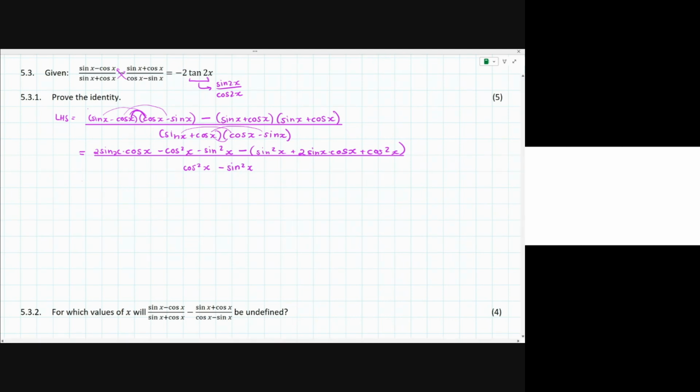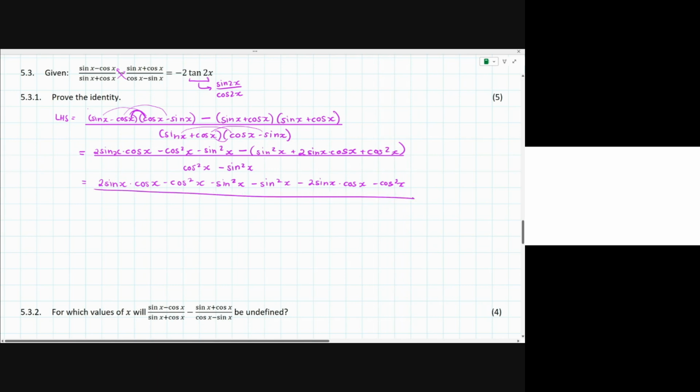We just got to sort out this numerator. So we're going to distribute in that negative. Grade 12s, if you can see which terms are going to cancel, that's absolutely fine. Just start canceling away to your heart's content. However, I'm going to distribute in this negative, so it becomes minus sine squared x, minus 2 sine x cos x, minus cos squared x. I do apologize, but it's fine.